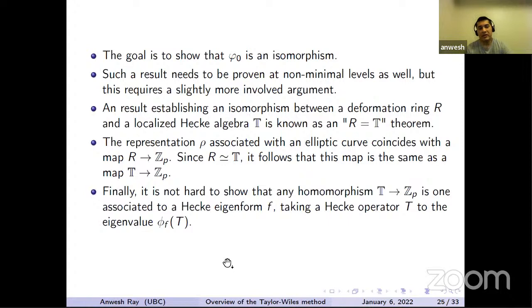But a map from T to Z_p is the same as a Hecke eigenform. So a Hecke eigenform basically takes a Hecke operator to the scalar eigenvalue upon specialization. And it's not hard to show that any such algebra homomorphism actually arises from a Hecke eigenform. So showing such an isomorphism will show that the initial Galois representation arising from a map from R to Z_p actually arises from a modular form, which is the same as the map from T to Z_p. And this is why we want to show that R is isomorphic to T.